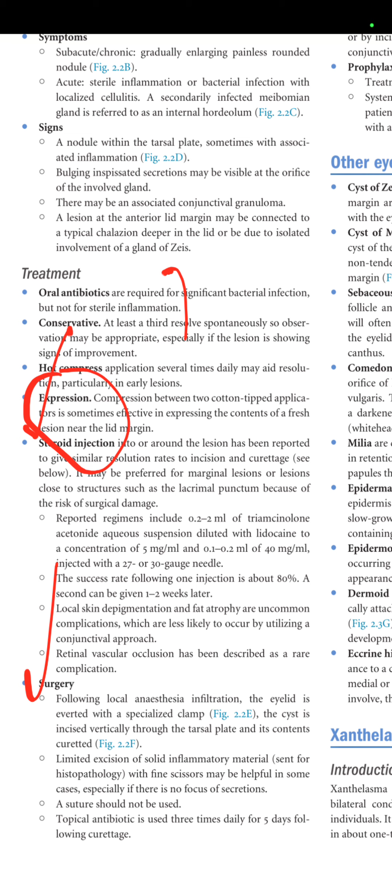But it has certain disadvantages, like it can cause fat atrophy, and it also can cause depigmentation of the skin. Steroid injection into and around the lesion has been reported to give a similar resolution rate to incision and curettage. It may be preferred for marginal lesions or lesions close to structures such as the lacrimal punctum, because of the risk of surgical damage.